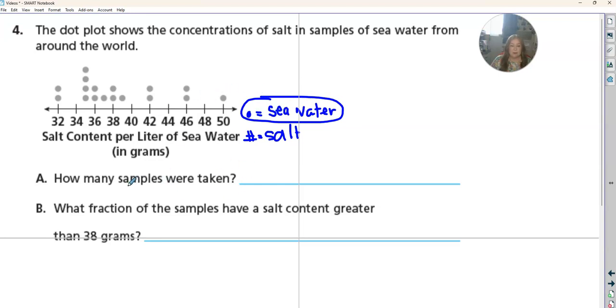So this one, we're counting the dots. Now it wants to know what fraction of the samples, so what of the total, we just found the total. So the samples is going to go on the bottom here, have a salt content greater than 38. So bigger than 38. Well, here's 39 right here. We're going to split that. So all of these dots are bigger than 38 out of how many were there total.